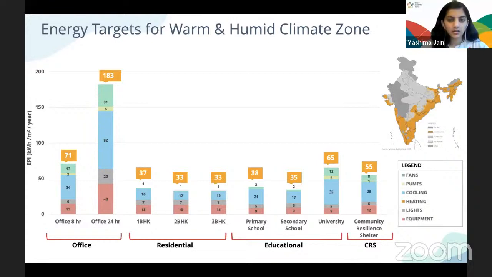Thanks, Tanmay. Next question. We just used a word, heat island. How can a net zero building reduce heat island if we are using concrete, stone, or any other hard materials?